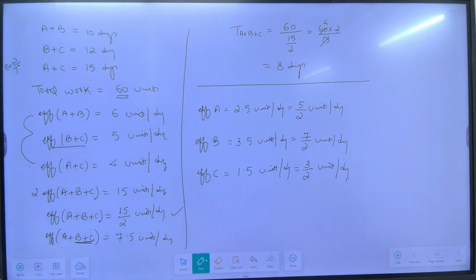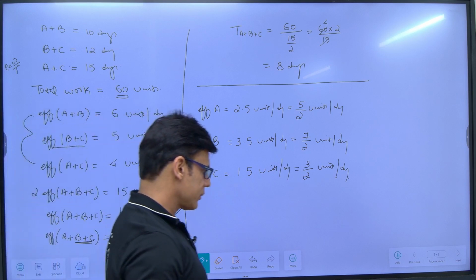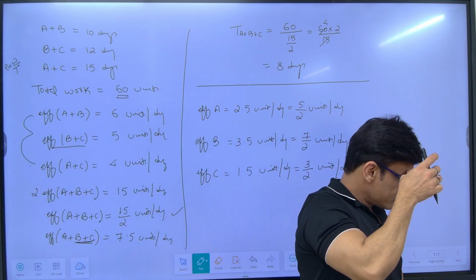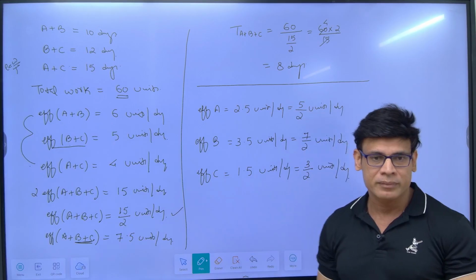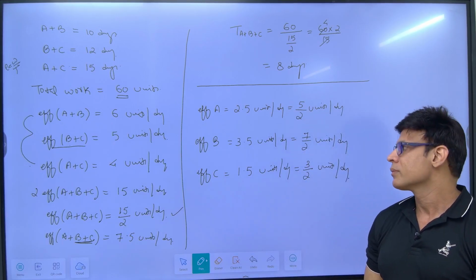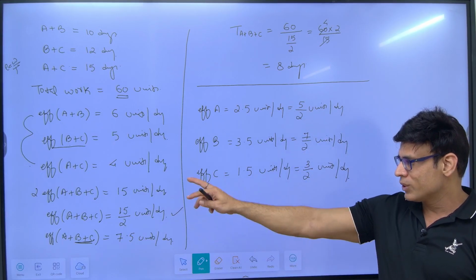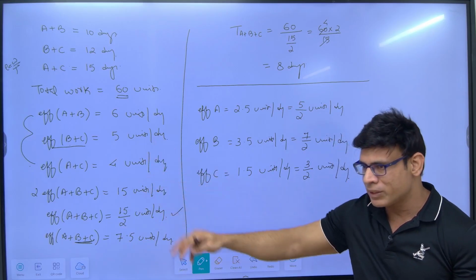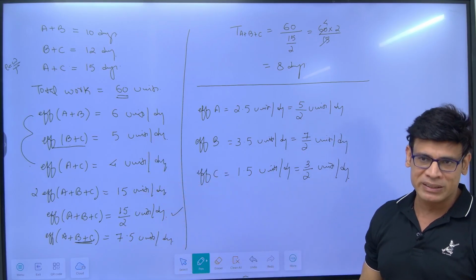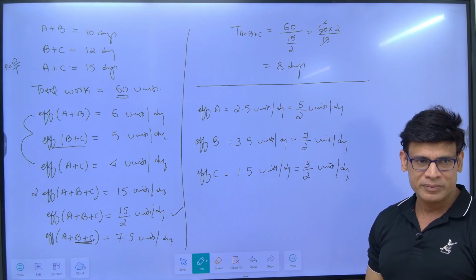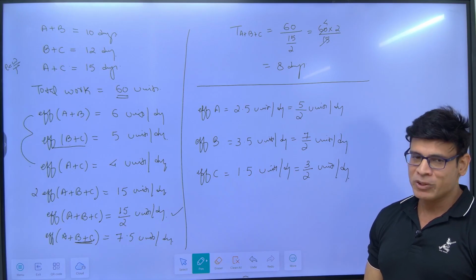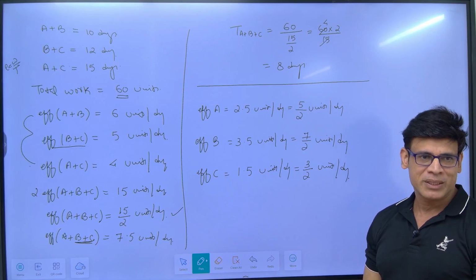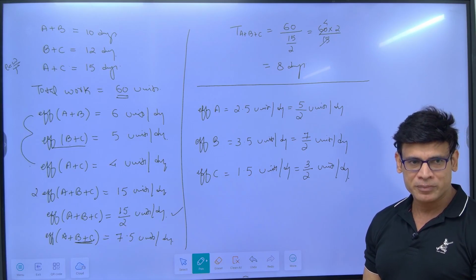Can you find out the time taken by them? See, you have to use A plus B is 6, A plus B plus C is 7.5, divided by total efficiency. You can use this equation and this equation to get the individual efficiencies. 2.5 is 5 by 2.